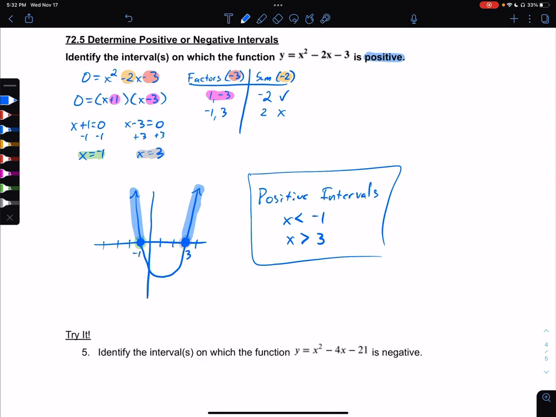The graph doesn't have to be perfect in terms of the vertex. What is crucial and absolutely critical to getting the intervals right is whether the graph opens upwards or downwards. You have to be very, very careful with that. Since a is positive, it opens upward, so we can find the intervals based on the sketch using our zeros. That's all for that one, now try the triad problem.